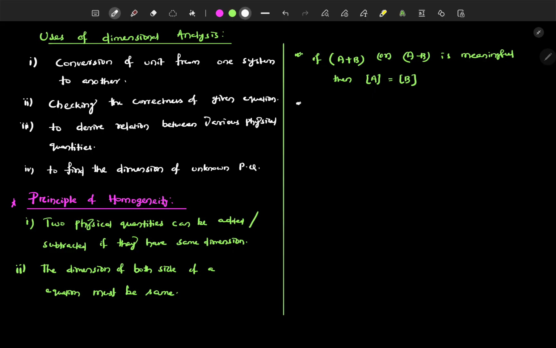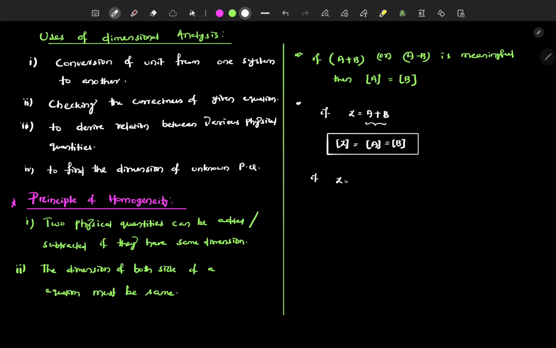The second one is telling, in any equation, dimension of LHS equals dimension of RHS. That means if Z is equal to A plus B, and A plus B is meaningful, it means dimension of A equals dimension of B. And Z equals A plus B is the equation. That means dimension of LHS must equal dimension of RHS. So moreover, we can say dimension of Z equals dimension of A equals dimension of B.